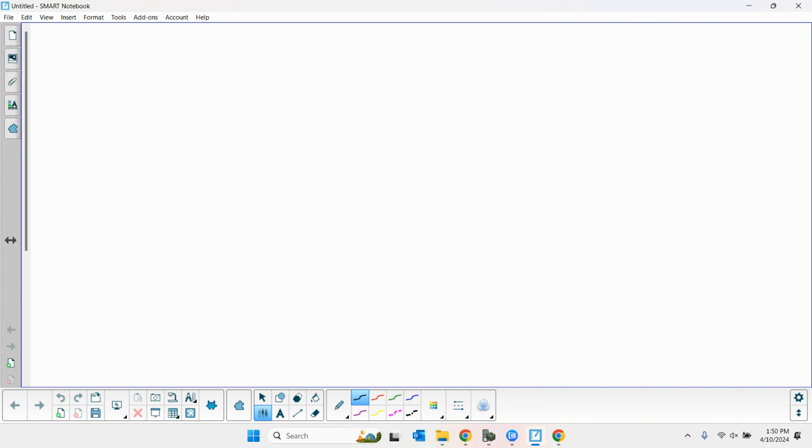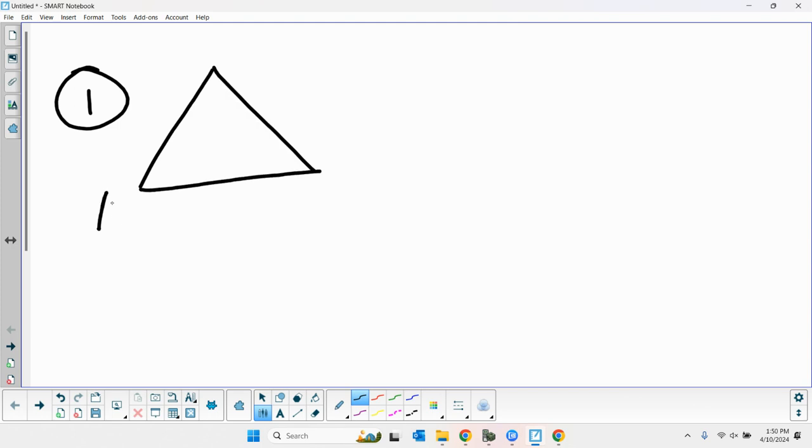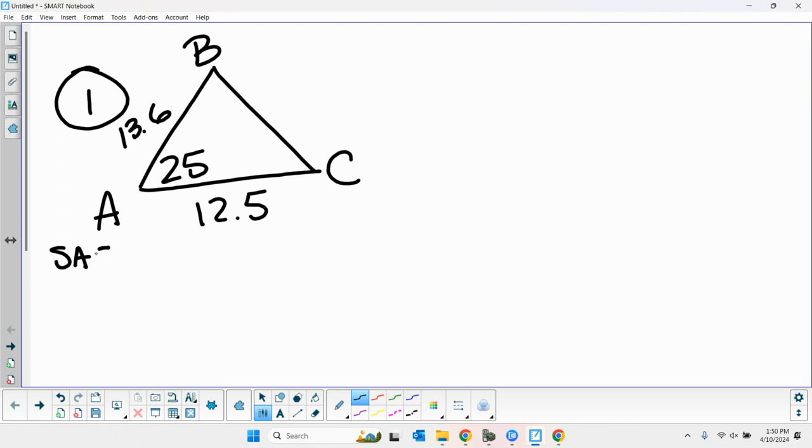So, number one, I just like to draw a picture and write down what you're given. So angle A was 25 degrees. Side B was 12.5. And side C was 13.6. So which situation is this? Side angle side. Good. So when we do side angle side, we do law of cosines to start.